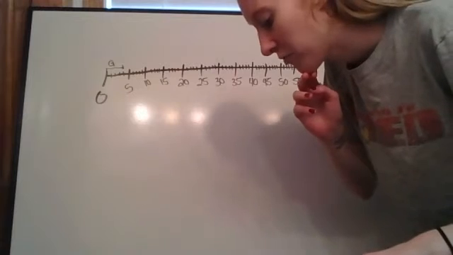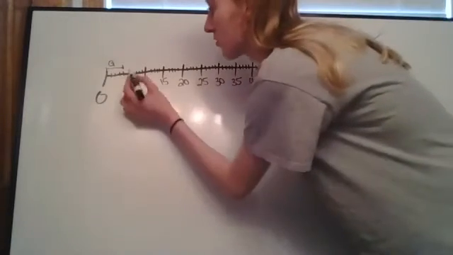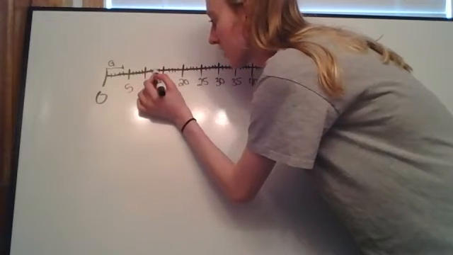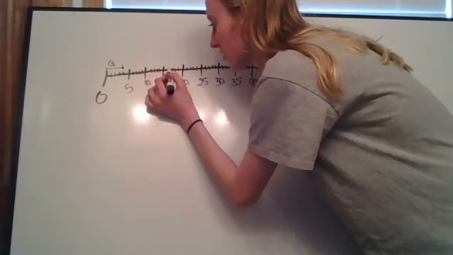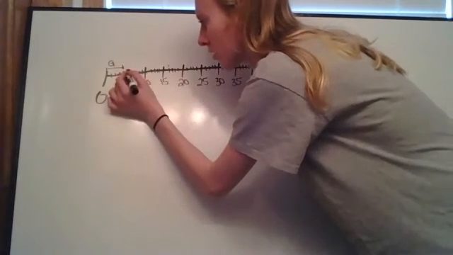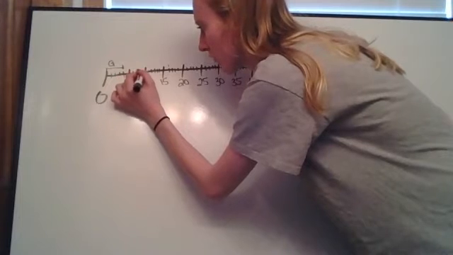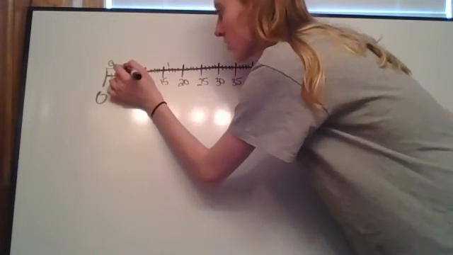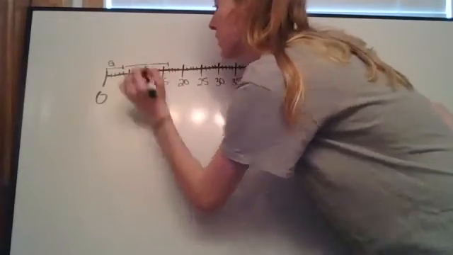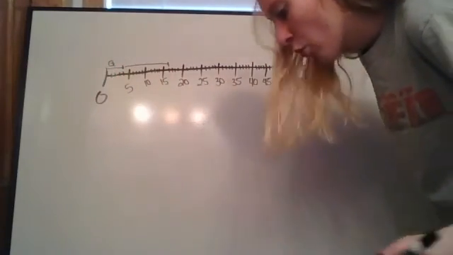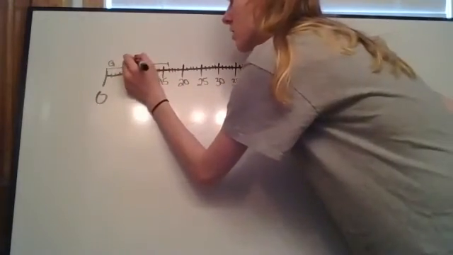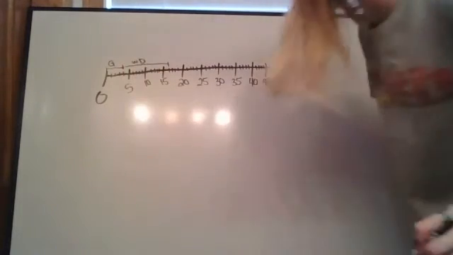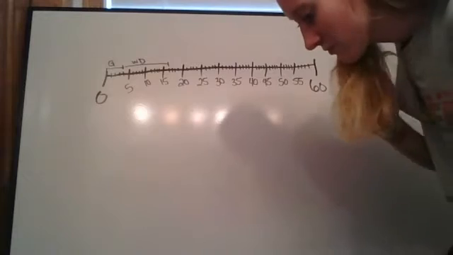So it says 12 minutes to wash the dishes. So I'm going to count. 1, 2, 3, 4, 5, 6, 7, 8, 9, 10, 11, 12. I'm going to double check. 1, 2, 3, 4, 5, 6, 7, 8, 9, 10, 11, 12. Perfect. So it takes him this amount of time to wash the dishes. I'm going to put WD for wash dishes.